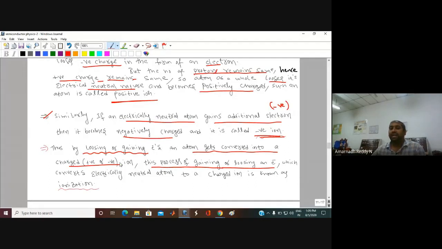This process of gaining or losing electrons converts an electrically neutral atom into a charged ion. This process is known as ionization. What is ionization? Ionization is the process of gaining or losing electrons that converts an electrically neutral atom into a charged ion.